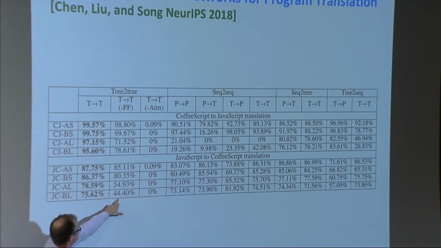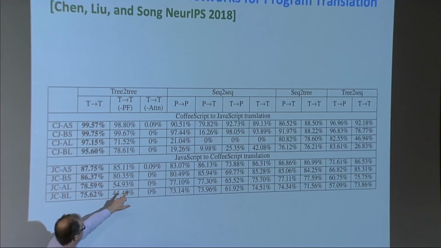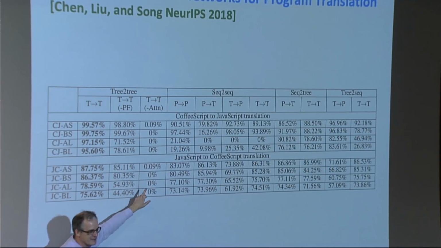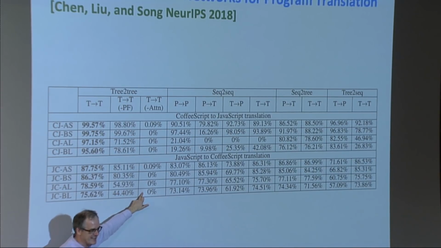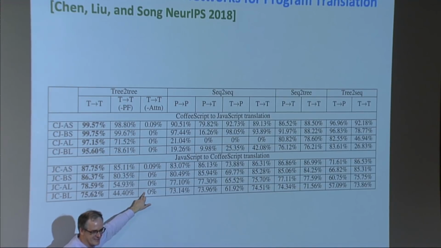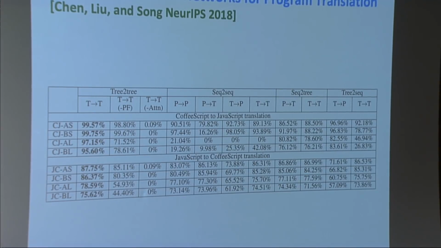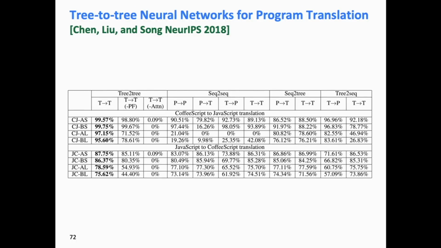And indeed, these results show that if you don't have the attention operation, it doesn't work at all. It's too difficult if you're just trying to create a single tree representation and then generate the translation from that. But if you can do it by putting attention into the different nodes, that's great.